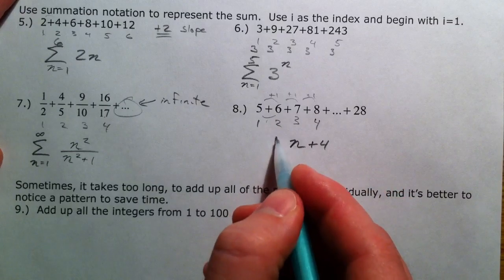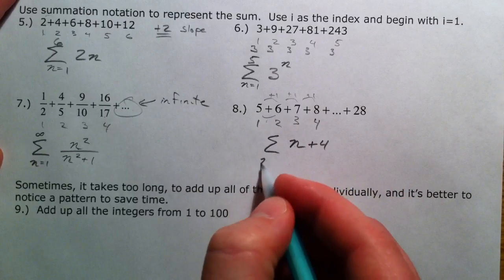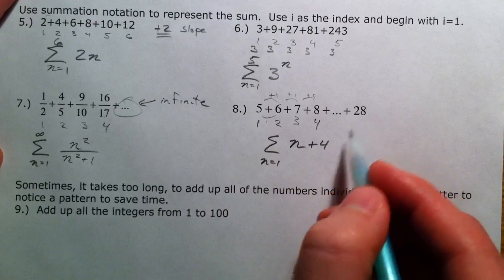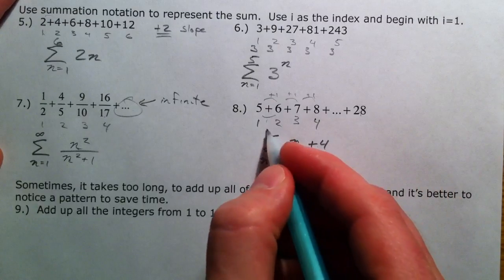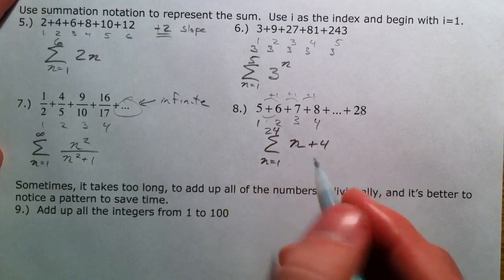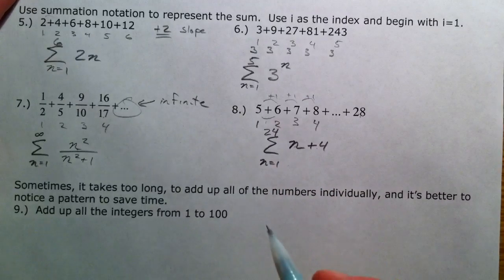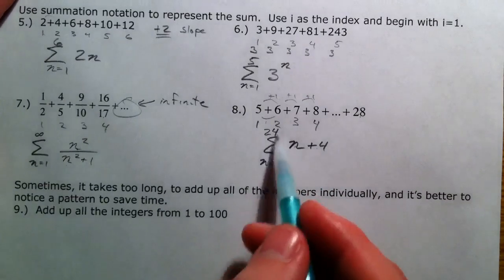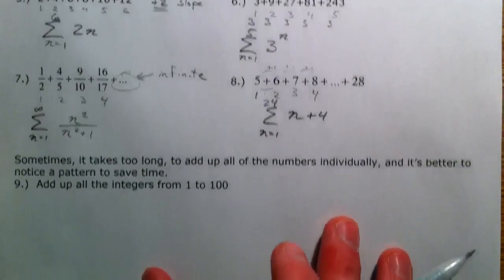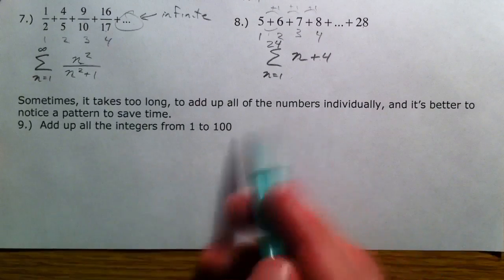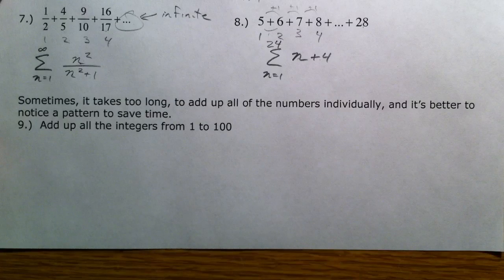4 plus 4. And so we're going to start at n equals 1 and end when this number plus 4 equals 28. So at 24. And there we have it. So we had to find our ending point there. We couldn't just count. And we'll pick up next with how to add up all the integers from 1 to 100.